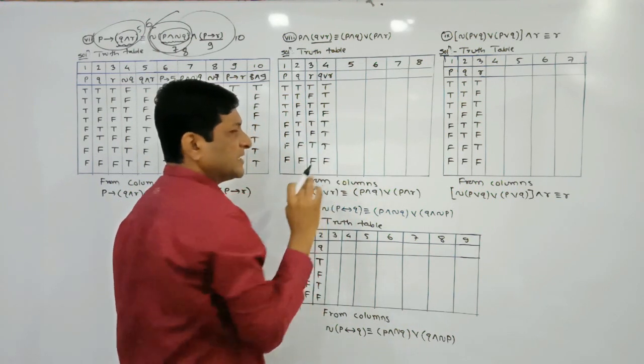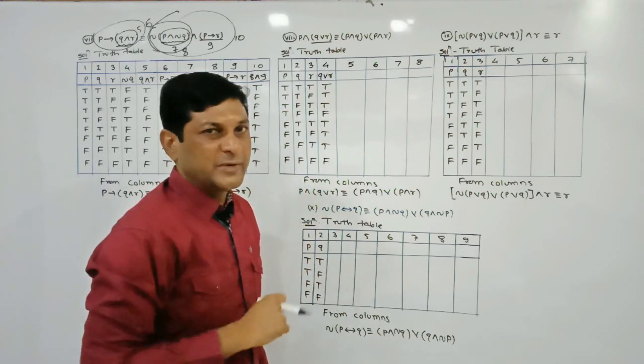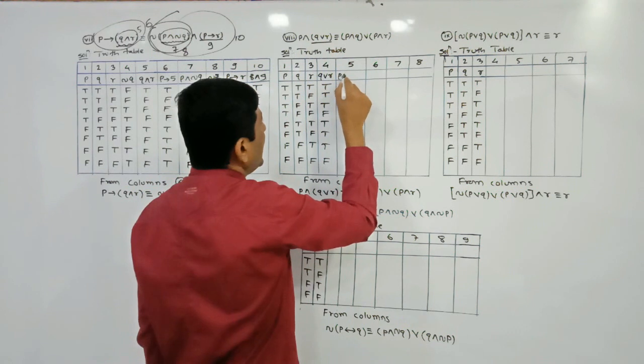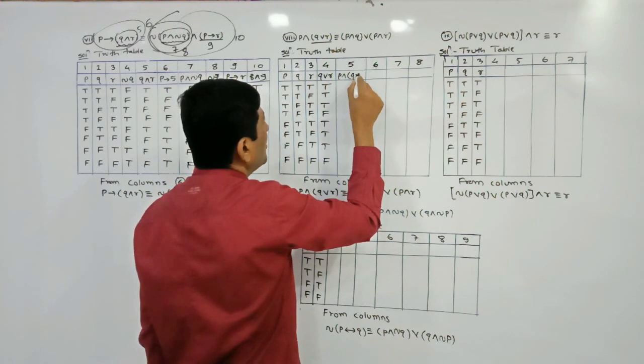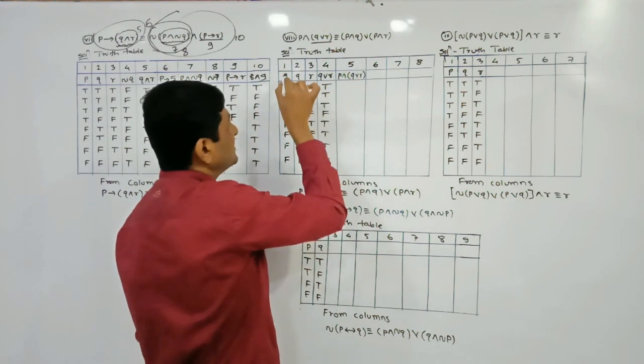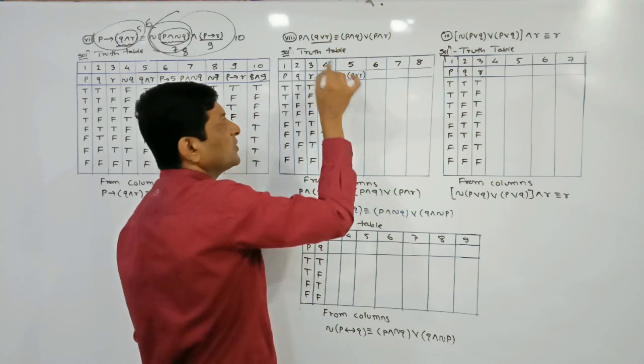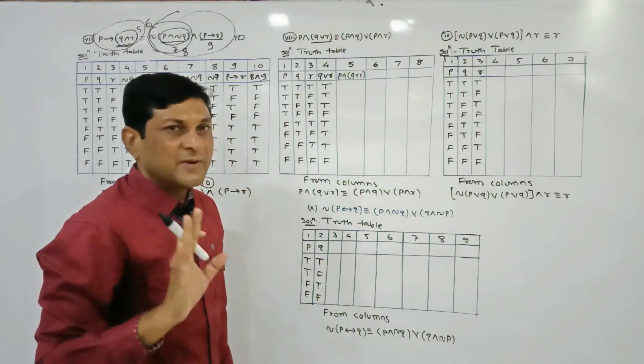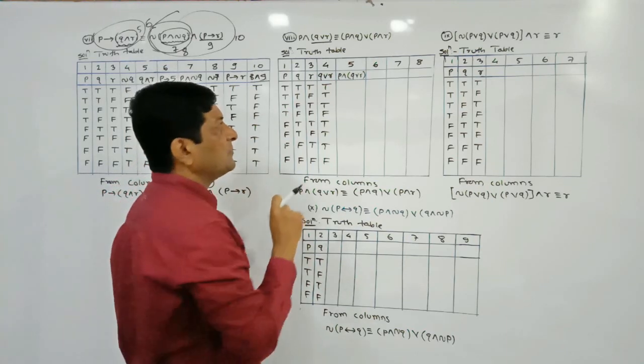True, false, because at least one statement is true, OR will be true. Now we are finding P and Q or R. This means this first column and this fourth column, we are connecting by which logical connective? AND. And in case of AND, if at least one statement is false, AND will be false.